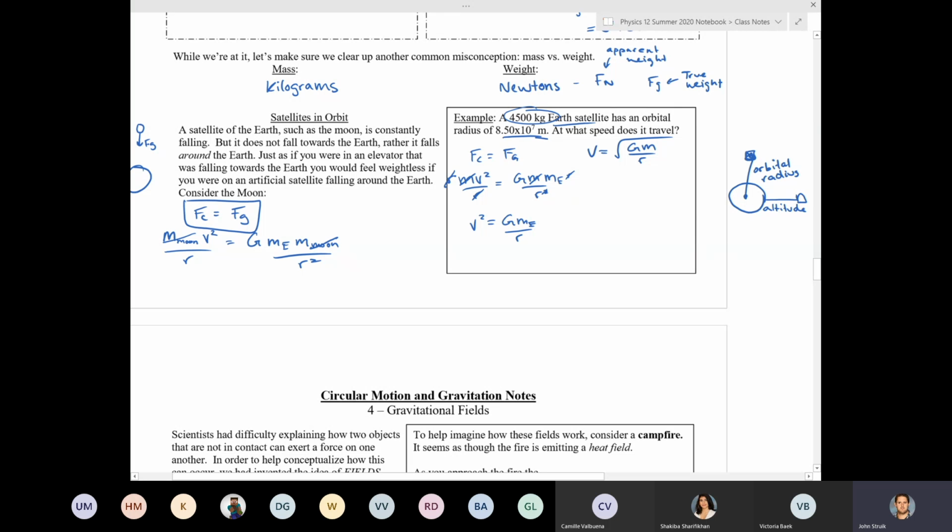Now notice how the speed is only dependent on the radius. It's not actually dependent on the mass of the satellite at all. It doesn't matter the mass of the satellite. The only thing that matters is how far away from the Earth it is. That's the only thing that will change its speed. So if we apply this, v equals 6.67 times 10 to the negative 11 times 5.98 times 10 to the 24 divided by the orbital radius, 8.5 times 10 to the 7. And then we're going to square root that all.